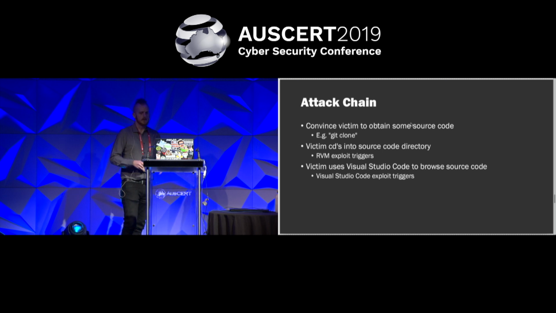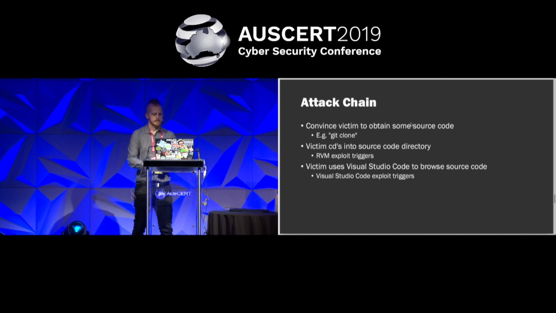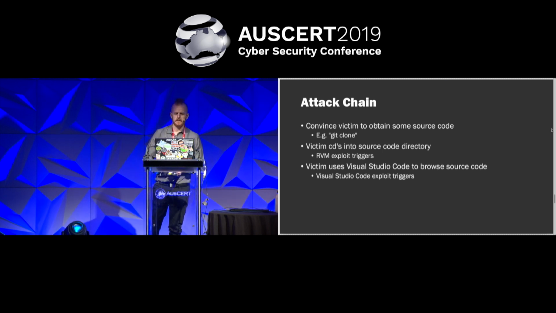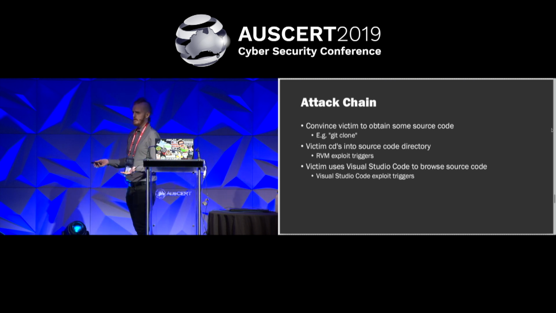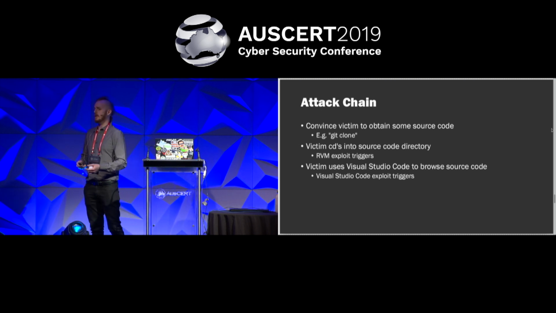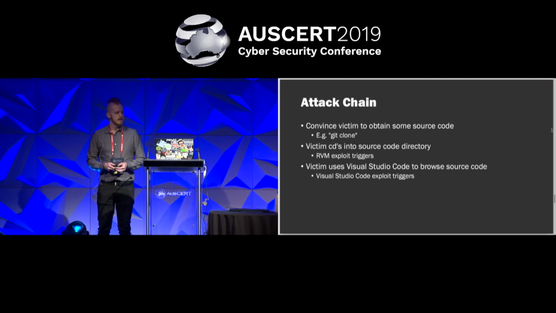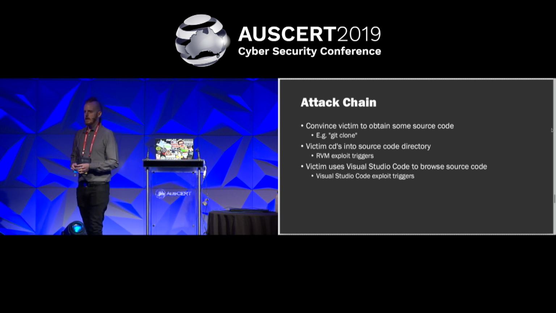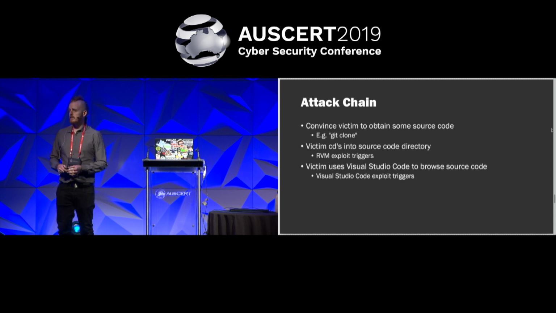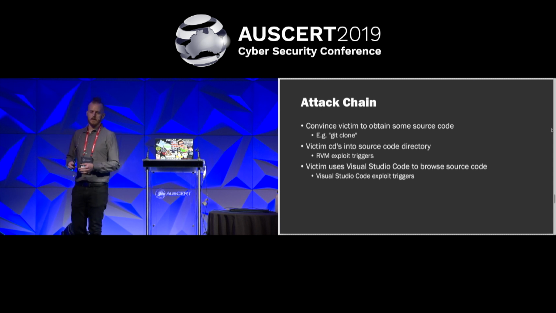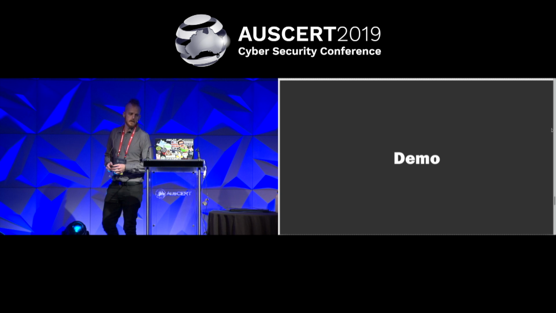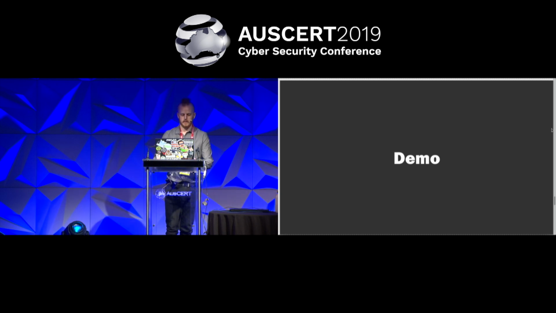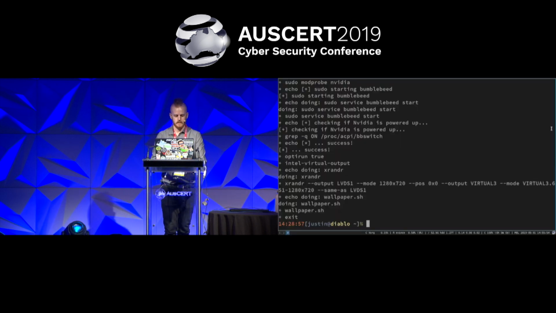But what would a more real-world attack look like? Could we convince some victim to obtain some source code? Maybe we say, hey, you should clone this using Git. And then expect that they'll CD into that source code tree and then maybe use Visual Studio Code to read the code that we've just suggested that they clone. So we've got one last demo to show what this might look like.